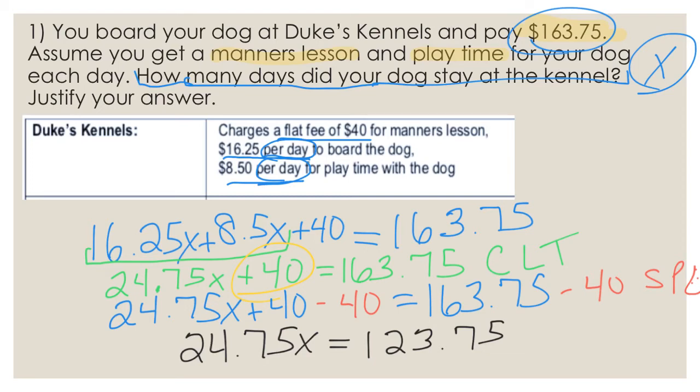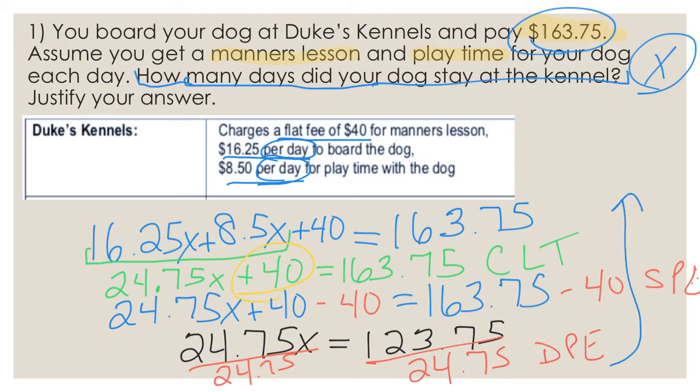Now I still need to figure out what x equals. So I'm going to use my division property of equality, and I'm going to divide both sides by 24.75. Remember, you guys can use calculators for this. I can bring this up here just because I'm out of space. And I get x equals 5. So what does that mean? That means my dog stayed at the kennel for 5 days.